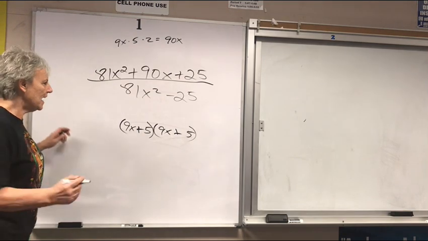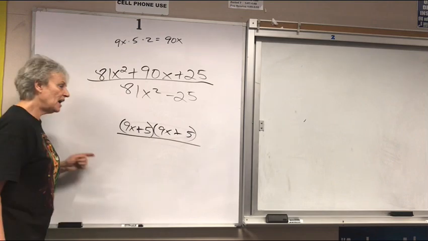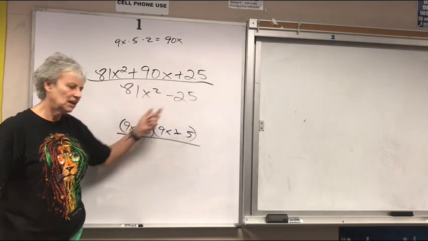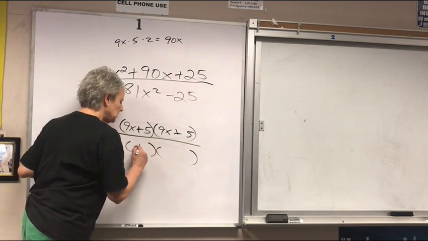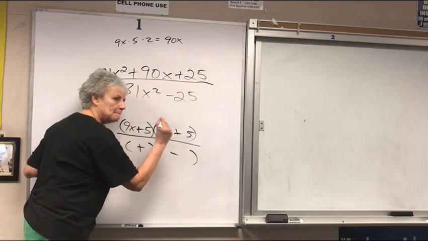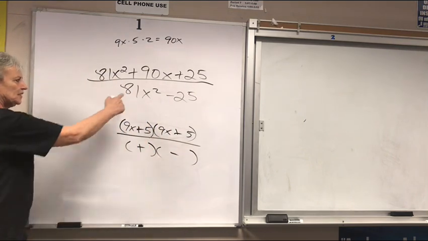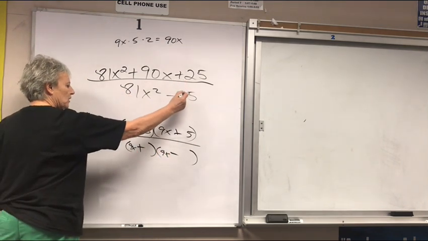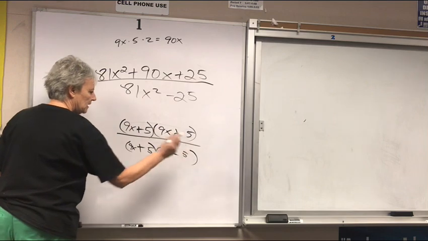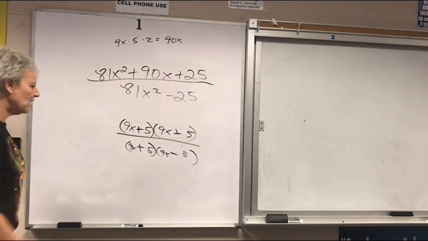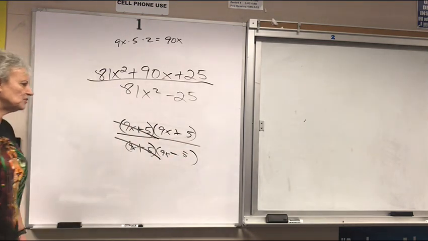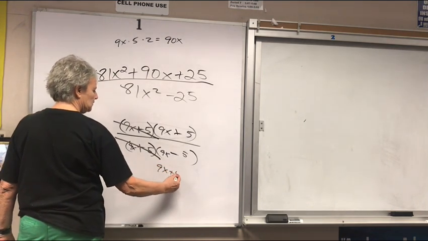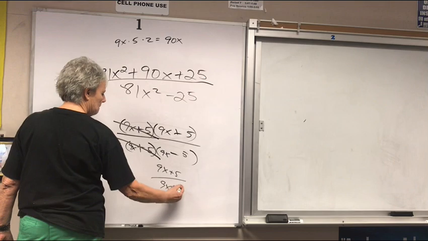Okay? Now, on the denominator, I have the difference of two perfect squares. One's plus and one's always minus. Take the square root. Take the square root. Now we can cross out the plus cancels out those. Final answer, 9x plus 5, 9x minus 5.